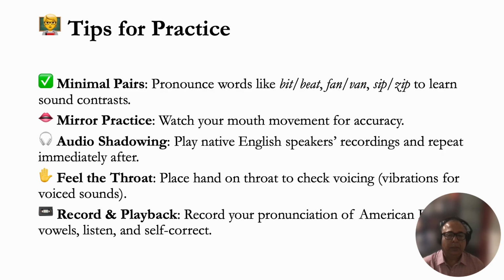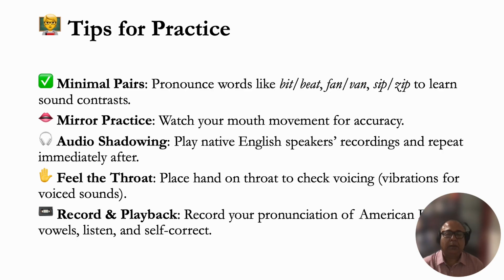Minimal pairs are 2 words that are spelled almost identically, except one sound is different. But in these examples, you can see that one has a short vowel and the other one is a long vowel. So bit, beat, fan, van, sip, zip. So I recommend pronouncing words in minimal pairs so that you will learn these contrasts. You can do the mirror practice, which I strongly recommend for consonant sounds as well.